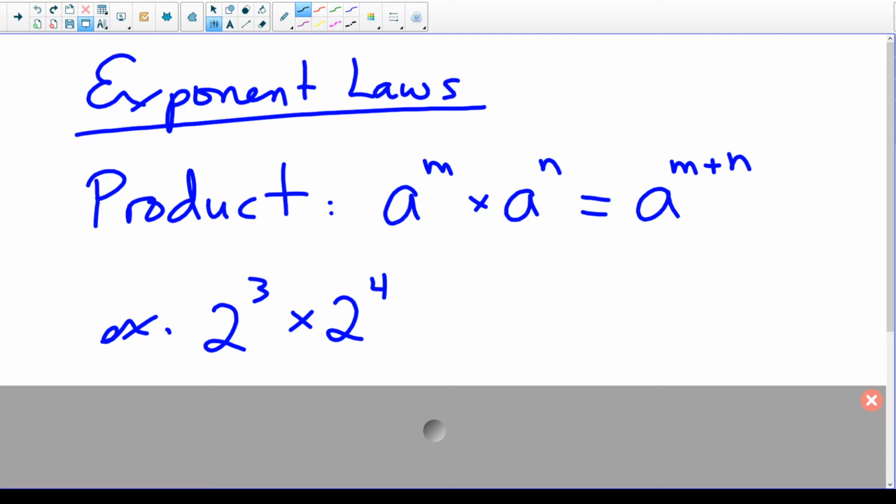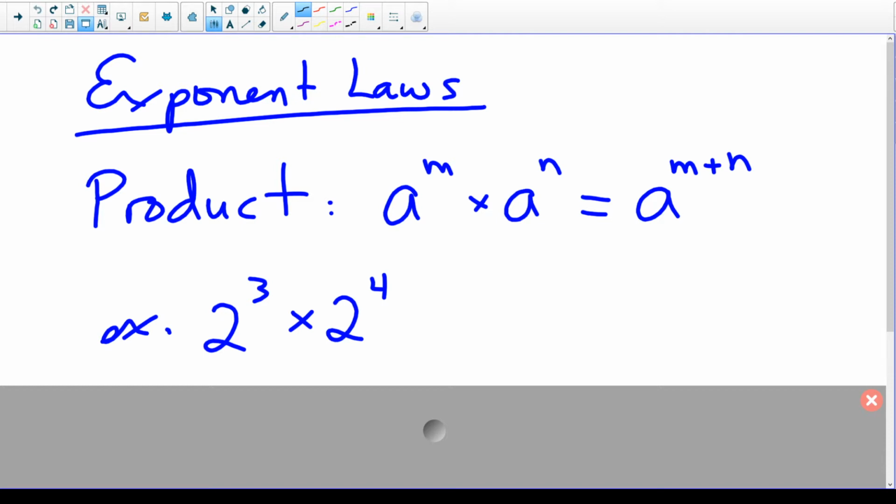So the law states that if you have two bases that are the same, so we've got a to the power of m times a to the power of n, that you can actually group those two together to give you one base with one exponent. And what we're doing to the two exponents is we're adding them together.